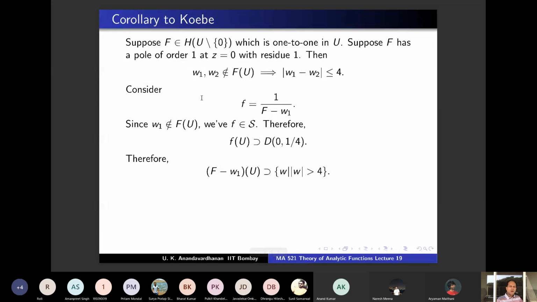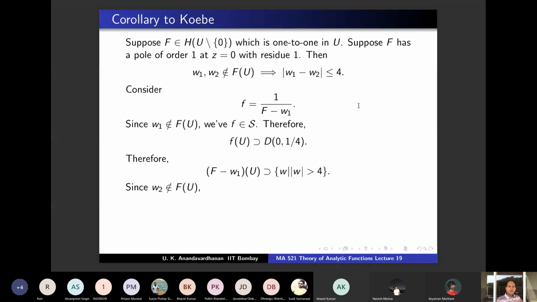Okay, and now what can you conclude? You consider this function (F minus W1)(U). F is the reciprocal of that, and f(U) contains D(0, 1 by 4). Therefore, 1 by (F minus W1) of U contains this disk, and so (F minus W1)(U) contains W such that |W| is bigger than 4, because it's a reciprocal. This contains the radius 1 by 4 disk, so the reciprocal will contain |W| bigger than 4, since this is |z| less than 1 by 4.